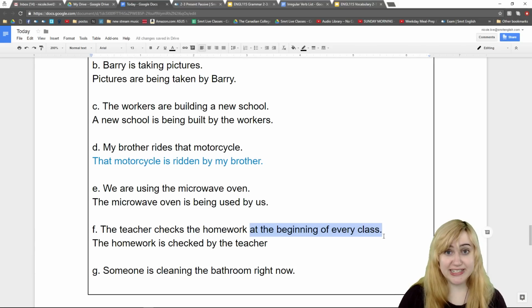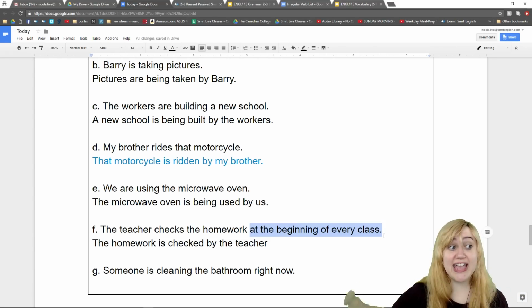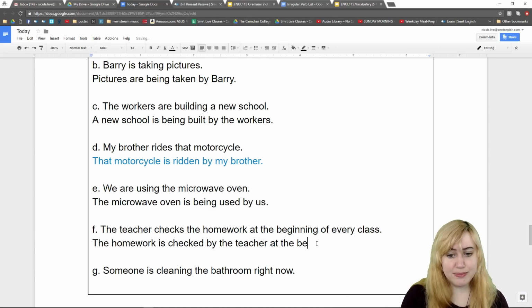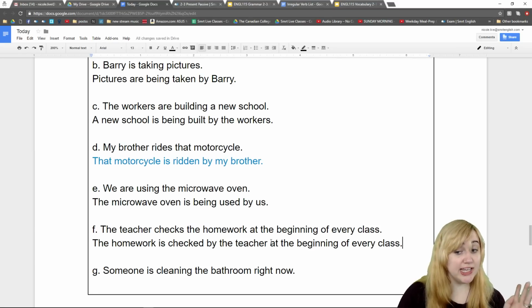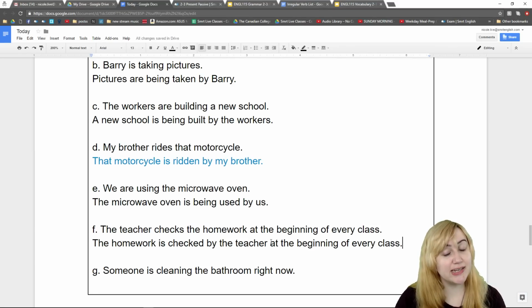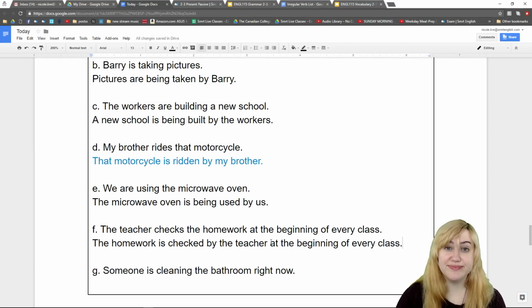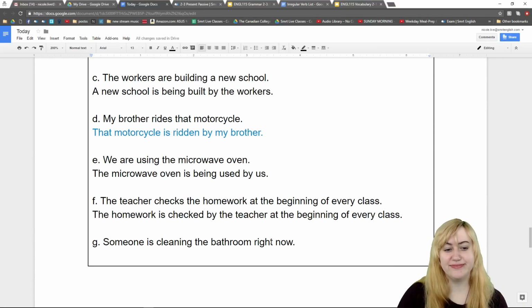And then this part right here, at the beginning of every class, these are prepositional phrases. Any extra prepositional phrases or adverbs of time or extra information that's not your object, we can just put at the end of the sentence. So here it says, at the beginning of every class. You can put it earlier. Like I could say the homework at the beginning of every class is checked by the teacher. That's okay too. But just the easy way, put it all at the end.